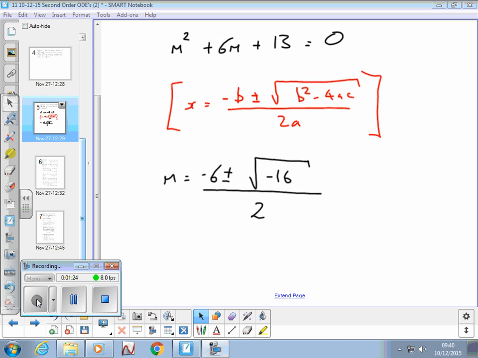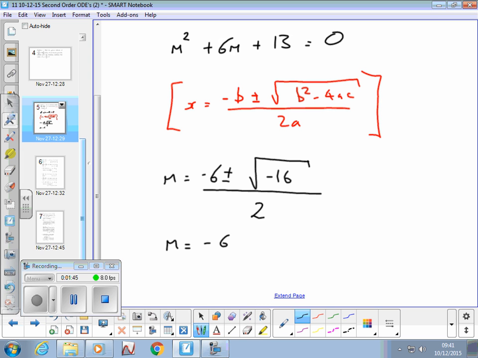We can find the square root of 16, but this, of course, is the thing, isn't it? This is negative. We've got negative roots. So we're in the position where we've got to introduce the complex number idea. The imaginary number j, which is the square root of -1. So now we end up with m equals, if I separate these two out, -6 over 2 plus or minus the square root of 16 over 2j, where j is the square root of -1.